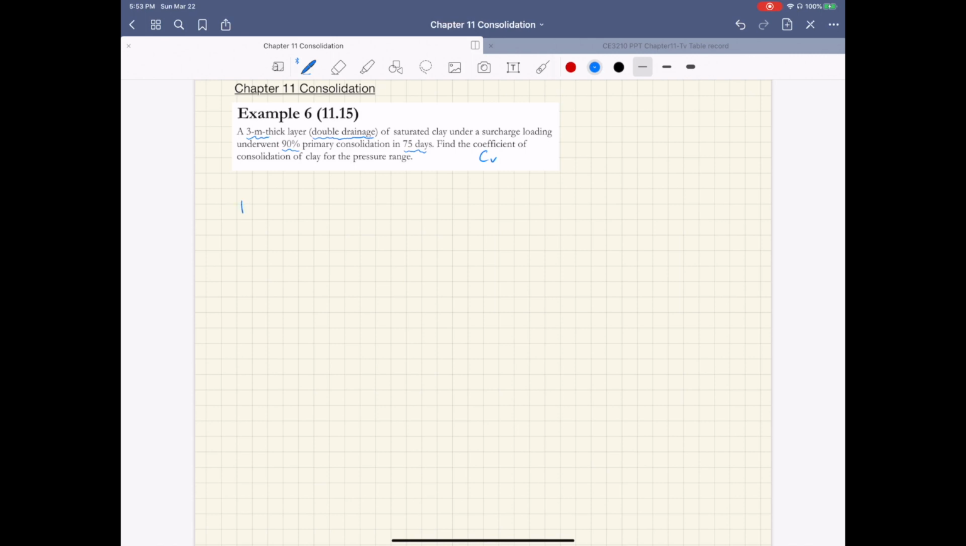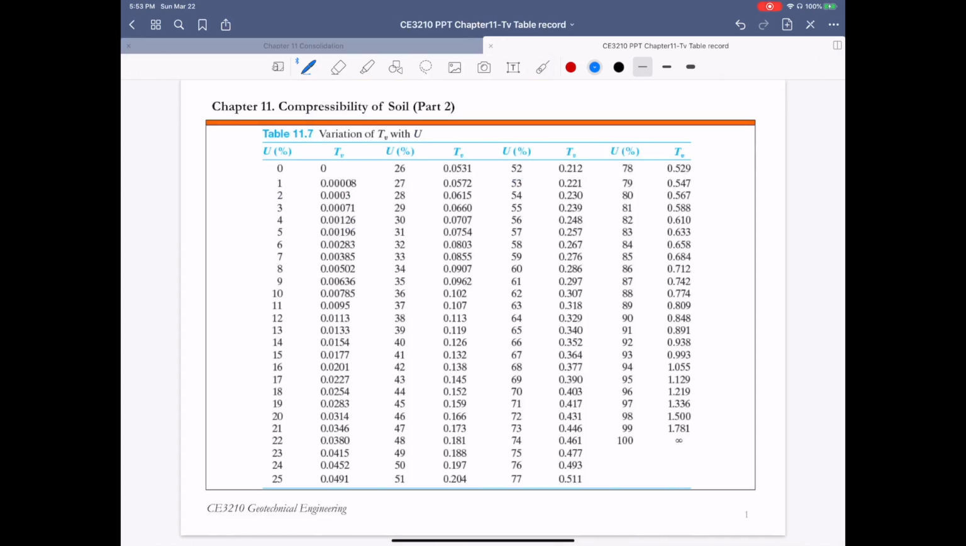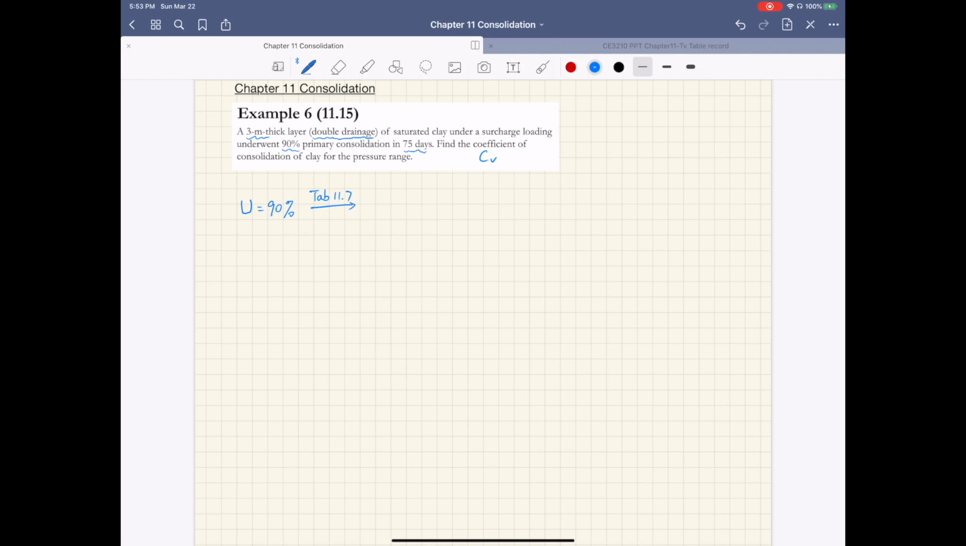First, start with the 90% consolidation that we're given. From this, if you use Table 11.7 again, for U of 90%, the time factor T sub V is 0.848. So T sub V at 90% is 0.848.